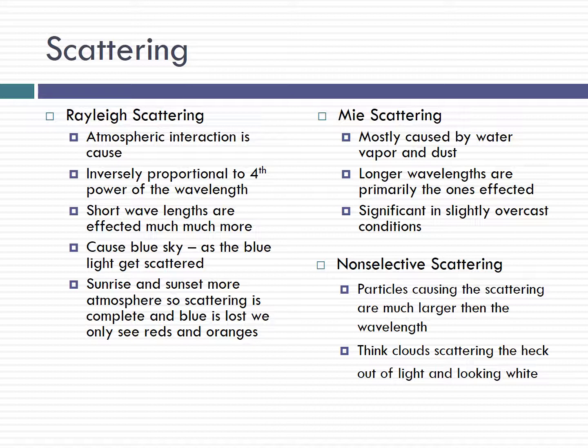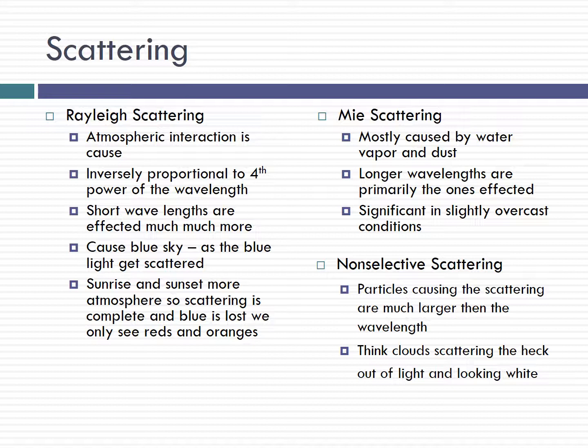Rayleigh scattering is the first one. It is an atmospheric interaction, and it is inversely proportional to the fourth power of the wavelength, which means nothing to us, or at least not to me. The short wavelengths are the ones that are most affected.